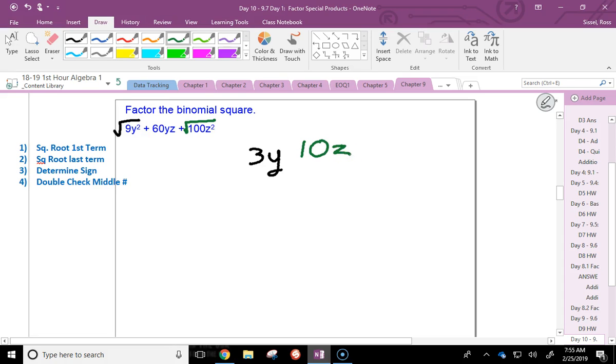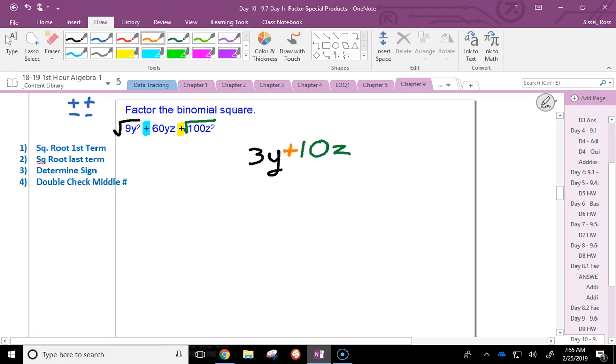The third step is determine our sign. Is it positive or negative, and how do you know? How do you know it's positive? Because when we looked here, C term, just like always, if that C term was positive, that meant we were either going to have a positive, positive, or negative, negative. We looked at our B term. Since B was a positive, we would say this is a positive.